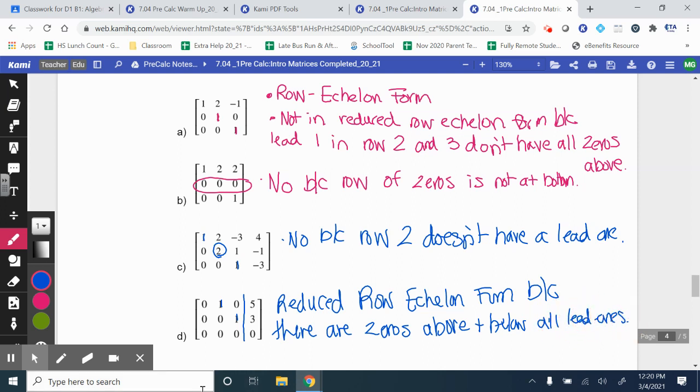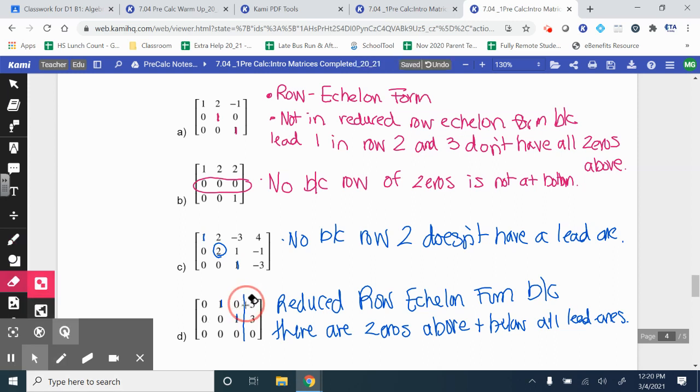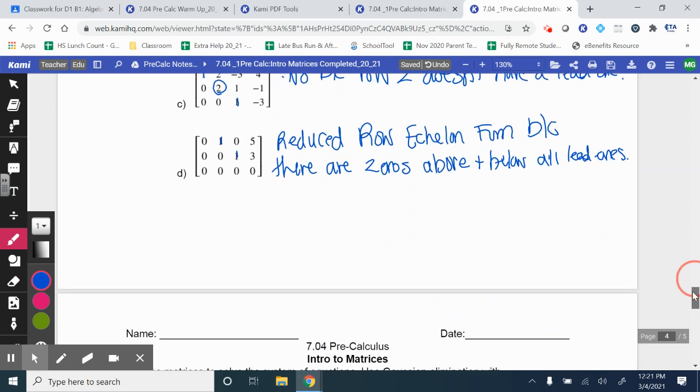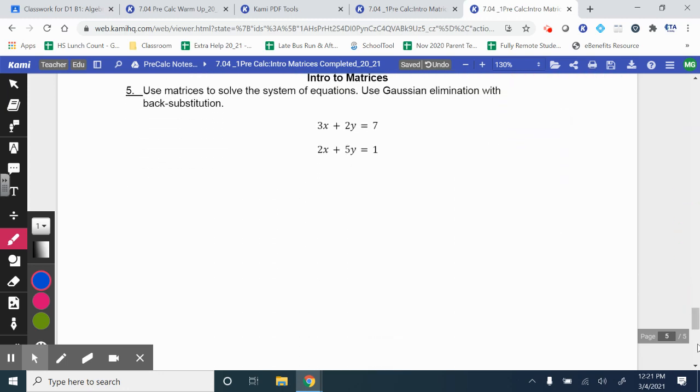So again, whether this line is there or not, we know that that's in row echelon and reduced row echelon form, because this row of zeros just doesn't tell us anything, but it does have to be located at the bottom. All right, next, let's actually use it.